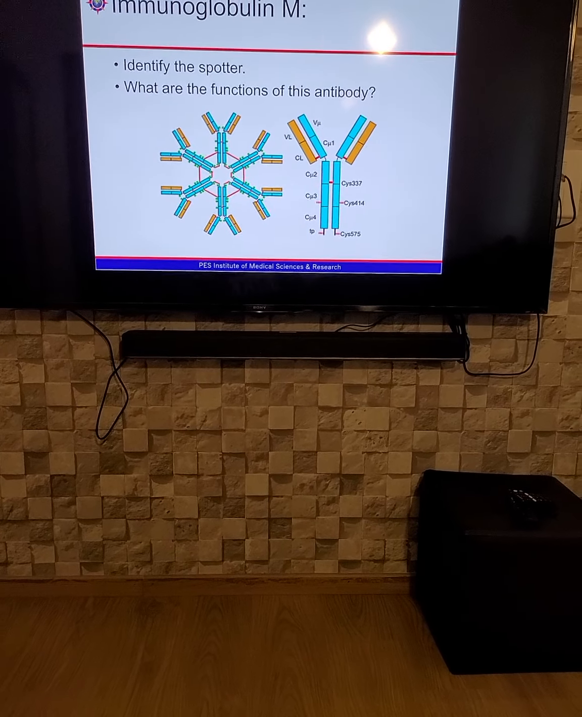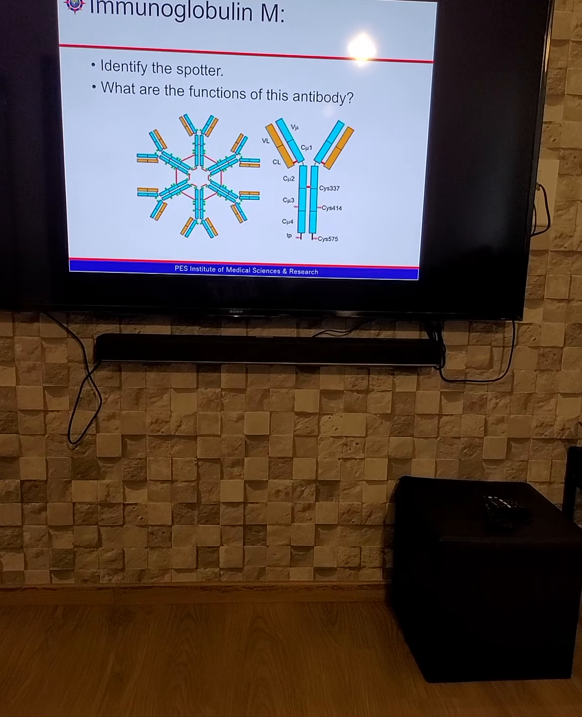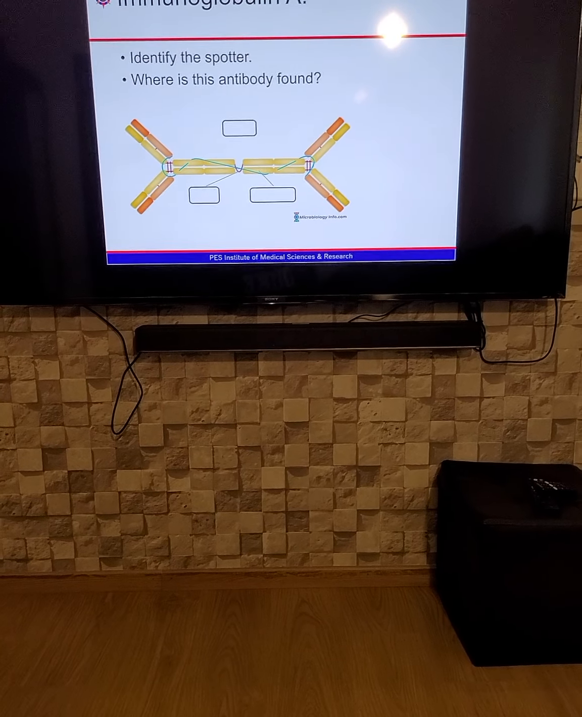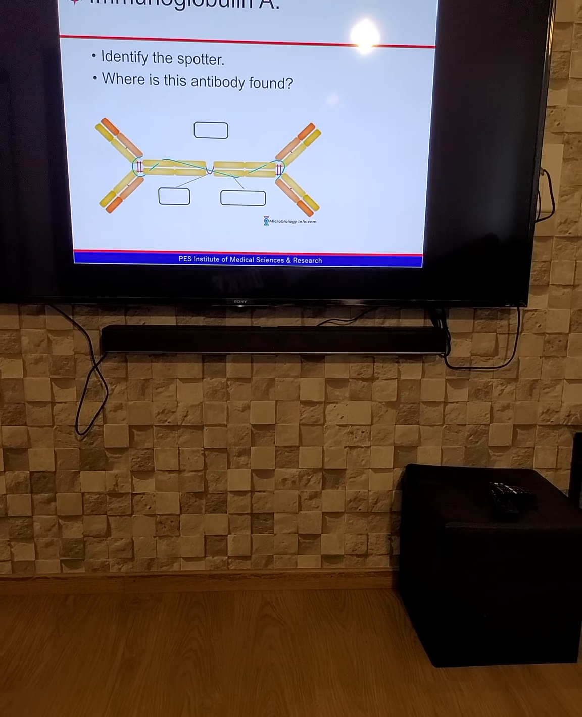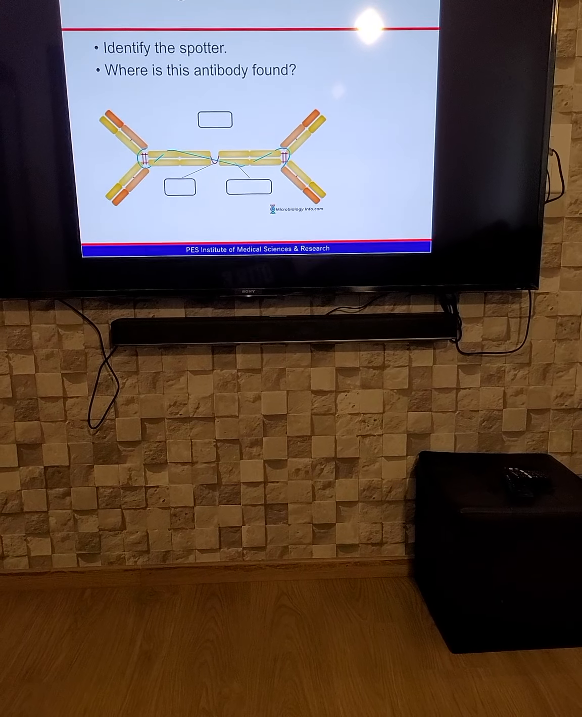This is IgM, mainly a pentamer. It has 10 antigen combining sites. It is predominantly intravascular in distribution. This is IgA, the secretory antibody present in all secretions in the body. It has 4 antigen combining sites.